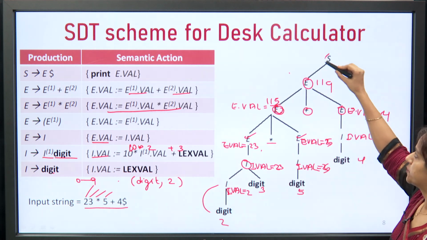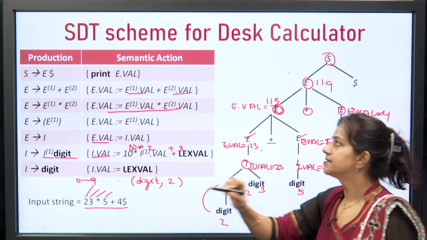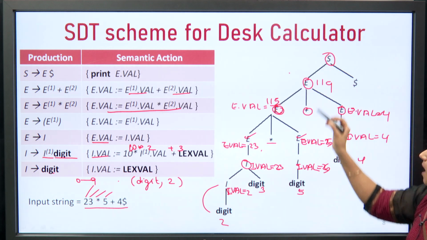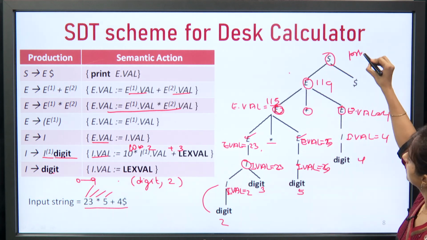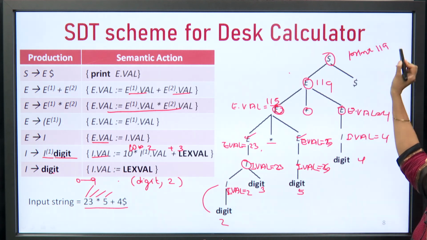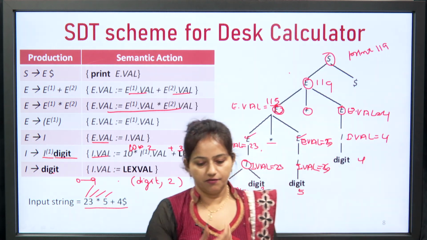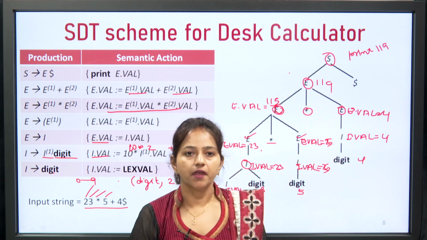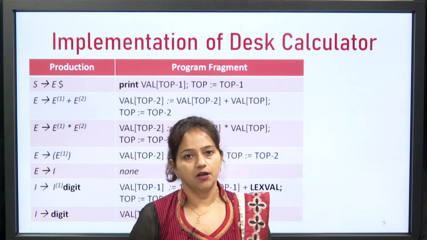So, it is reduced to capital S using this production and the semantic action is just to print the value of this E dot val. So, here we will print 119, E dot val is 119. So, in that way we can calculate the value of any equation. So, this is related to SDT of desk calculator.